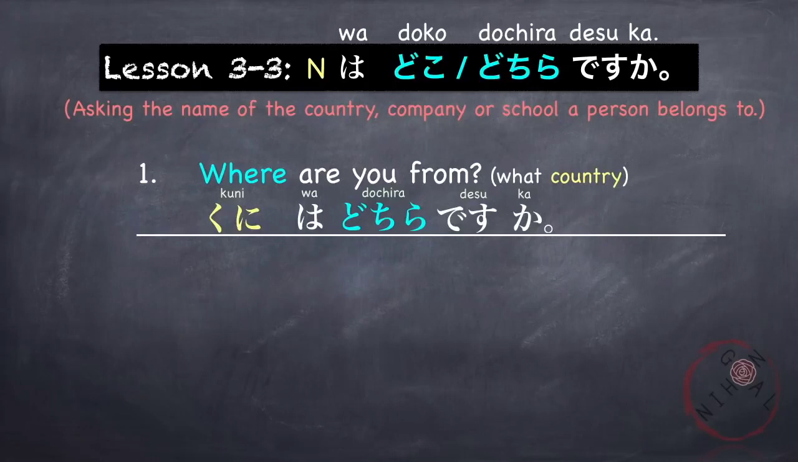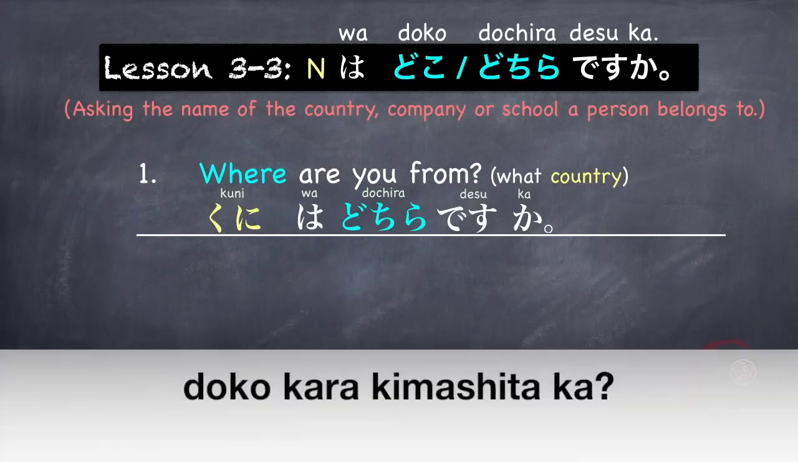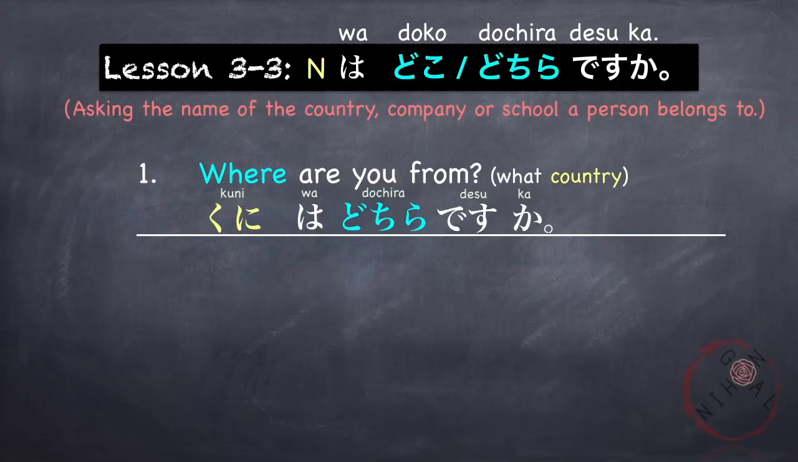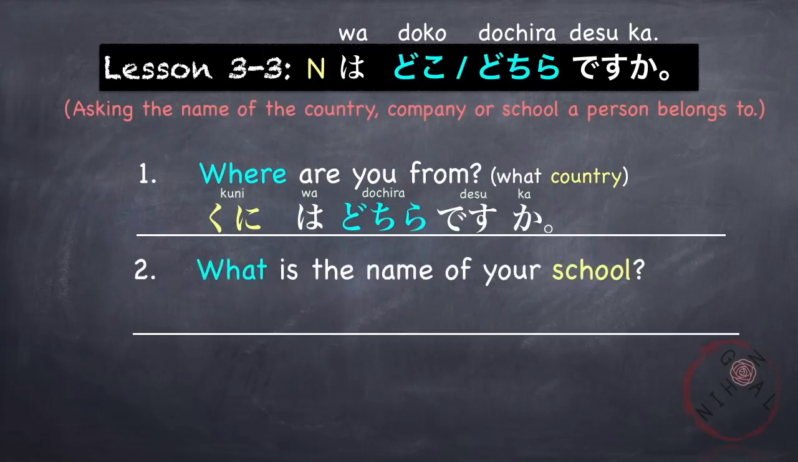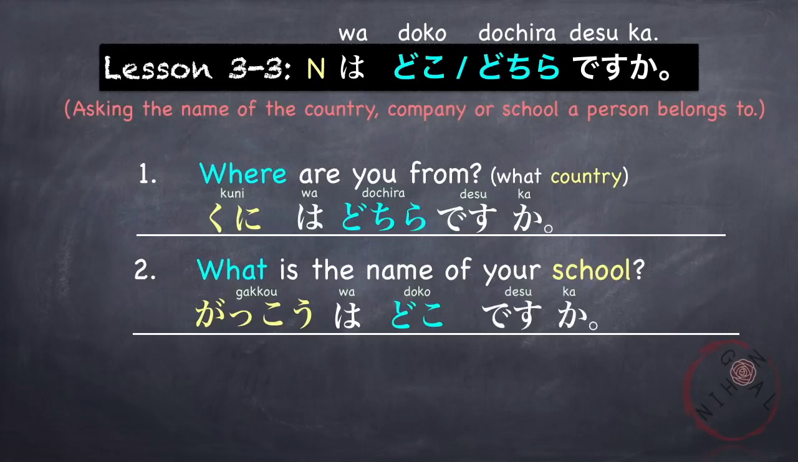Another way of asking this question is doko kara kimashita ka? So where are you from? It's the same meaning. Another question is what is the name of your school? Gakko, which is school. Gakko wa doko desu ka? So literally this means where is the school? But depending on the conversation, the speaker might be asking the name of your school.